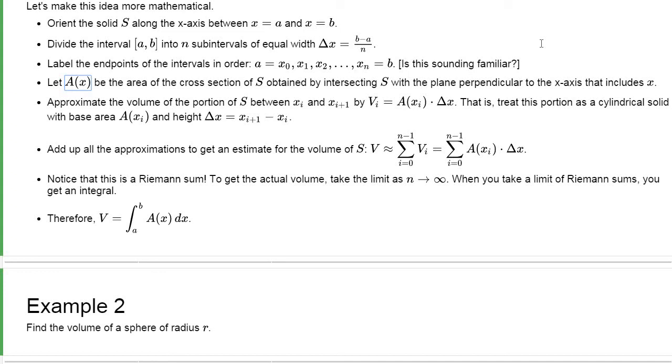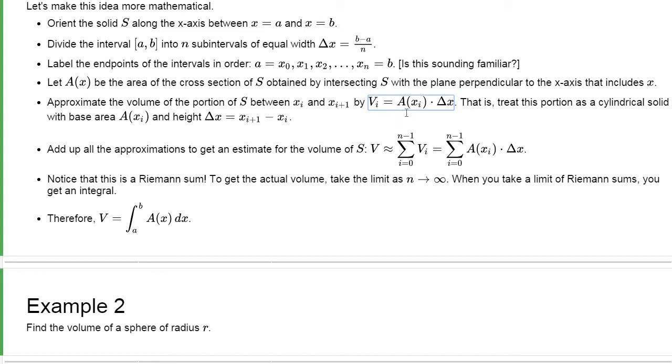Now I'm going to approximate the volume of the solid between x sub i and x sub i plus 1 by what I'm going to call V sub i. V sub i is the approximate volume of the ith slice. So I have a slice between x sub 0 and x sub 1. That's the 0th slice, I guess. And between x sub 1 and x sub 2 would be the first slice, and then the second and third and so on, up until the n minus 1 slice.